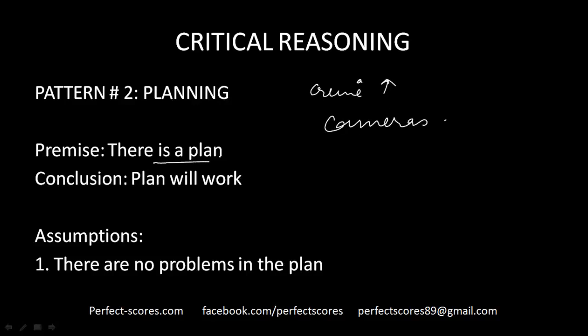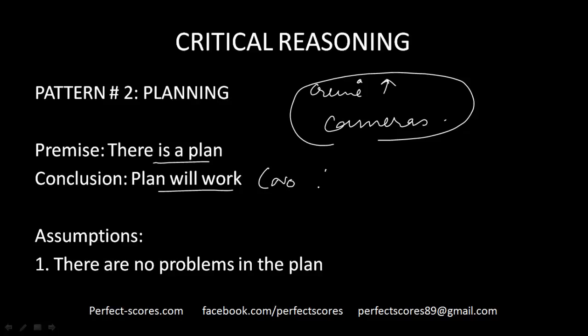So the premise is that there is a plan, that cameras will help to reduce the crime, and the conclusion is that the plan will work, or in other words, there are no problems in the plan, or if there are, they can be easily solved. So the basic assumption is that there are no problems in the plan. Now, let me put a question.